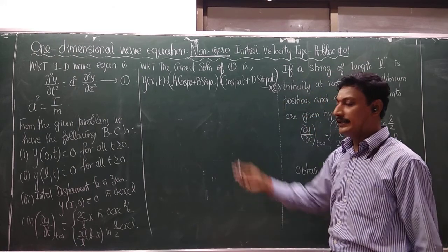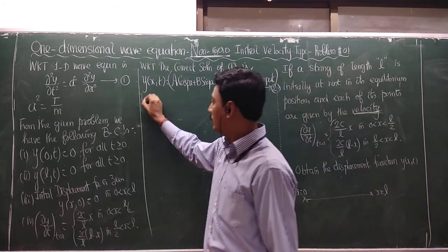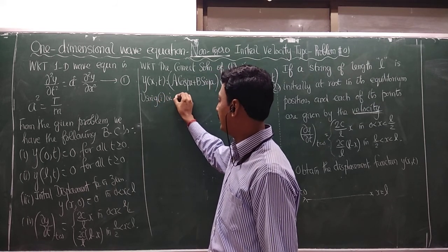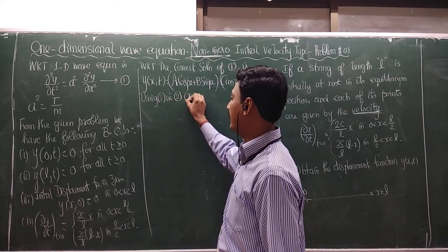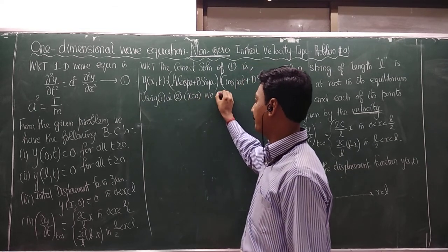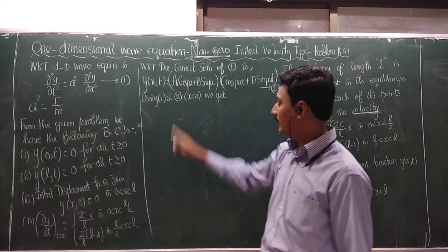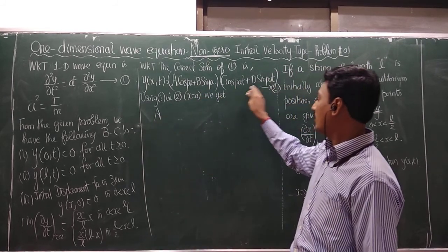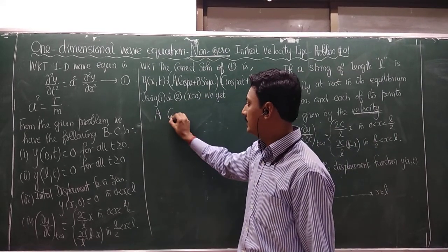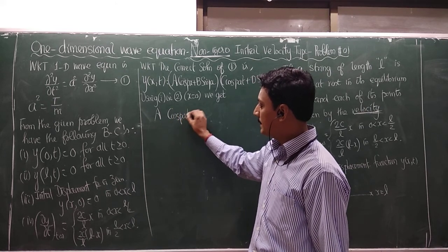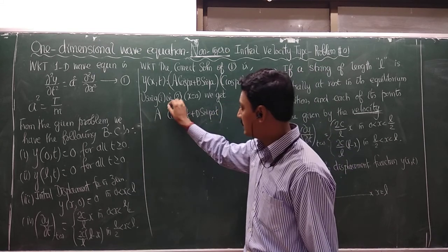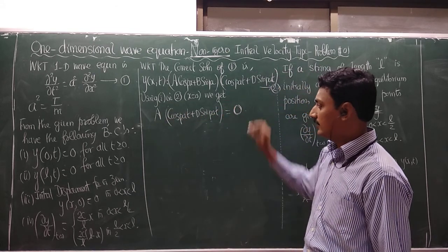Let us apply condition number 1. Using boundary condition number 1 in equation number 2, by putting x = 0, we get cos 0 = 1, sin 0 = 0. So we get A, there is no x term here, so this is simply A(C cos pat + D sin pat) = 0, because the left end is fixed, isn't it? The left end is fixed.